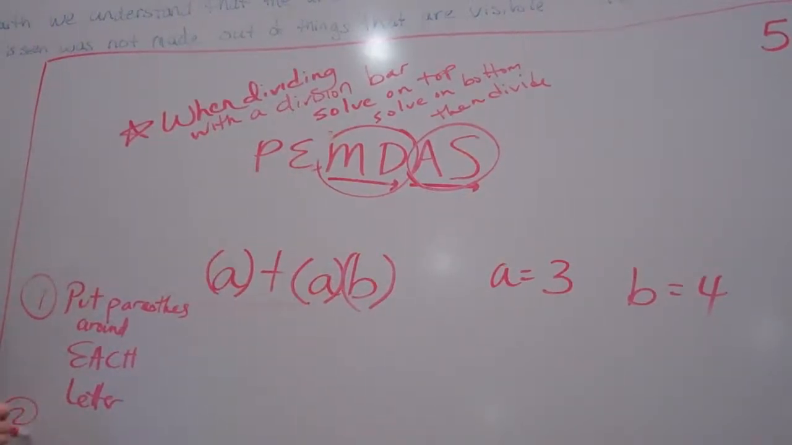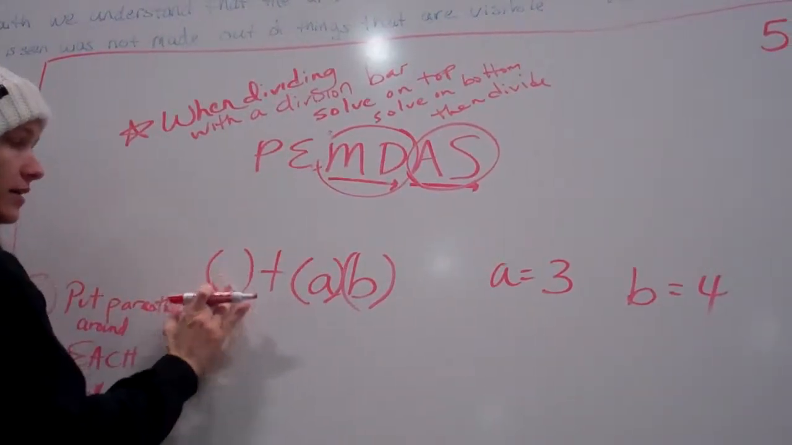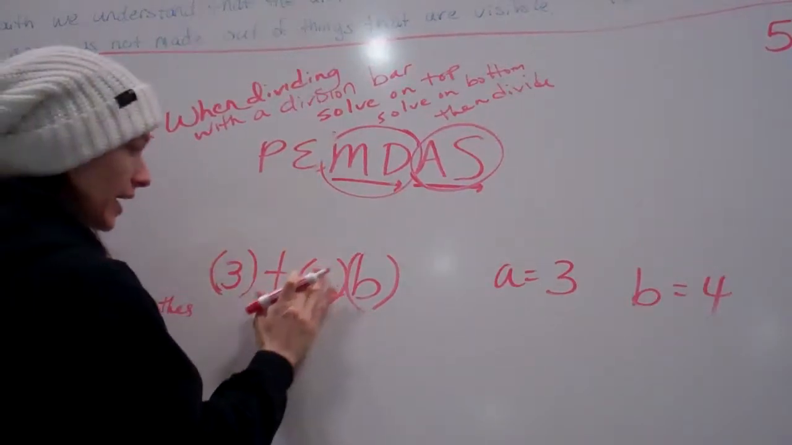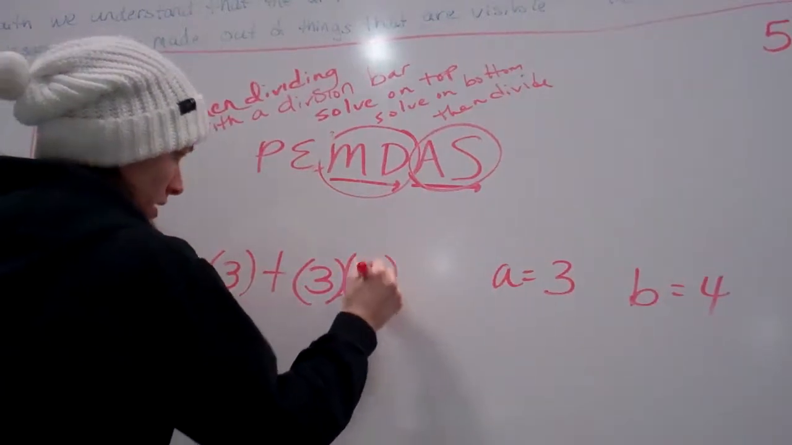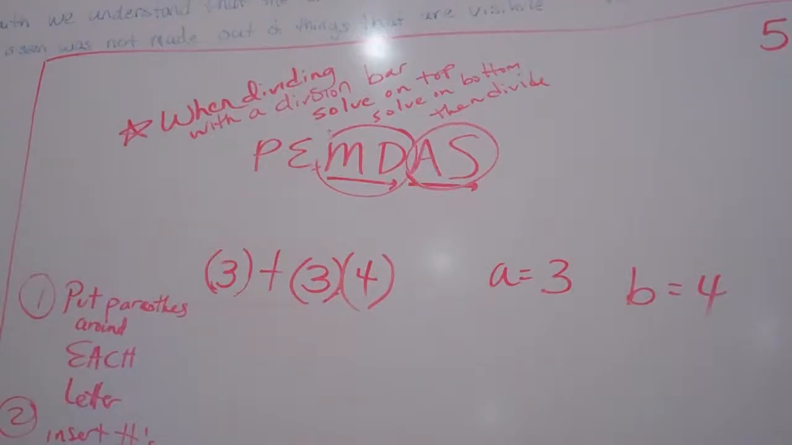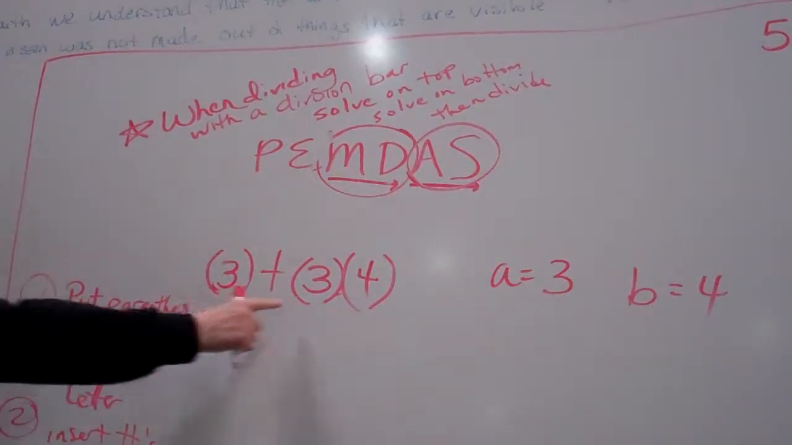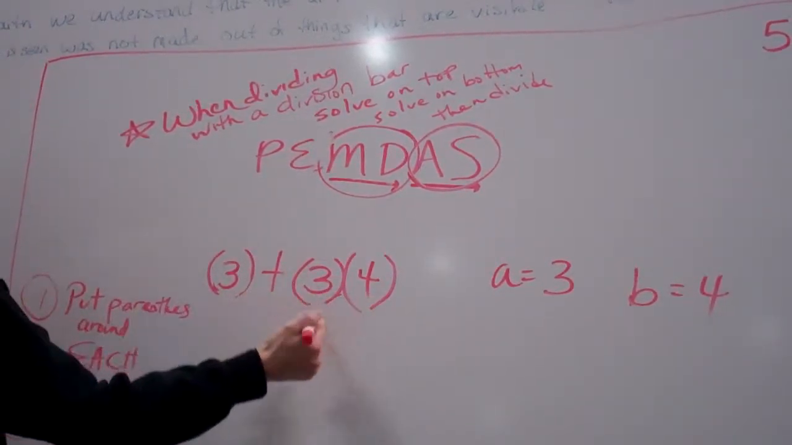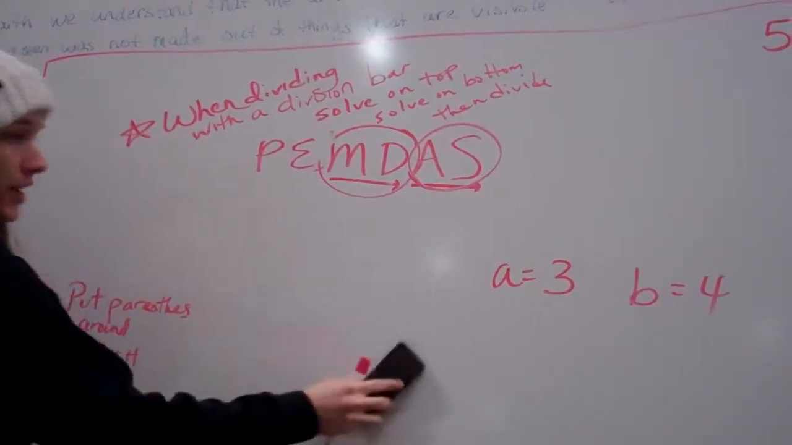Step 2 is you'll insert the numbers. So here, A is going to be 3. A is 3. B is 4. And then it's very easy from there. So what would I do first? Multiply A and B. I would multiply these two. Okay? 3 times 4 is 12. And 12 plus 3 is 15. Right?